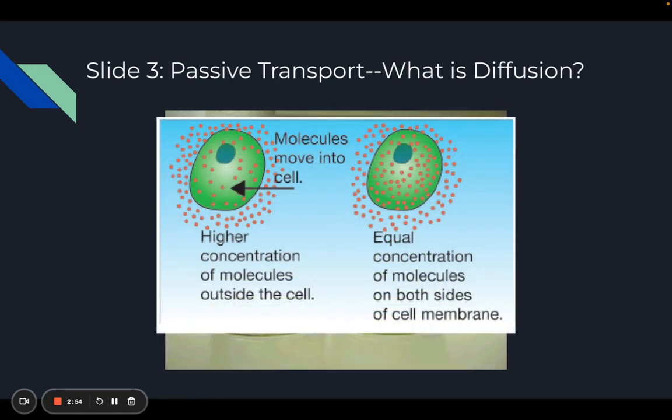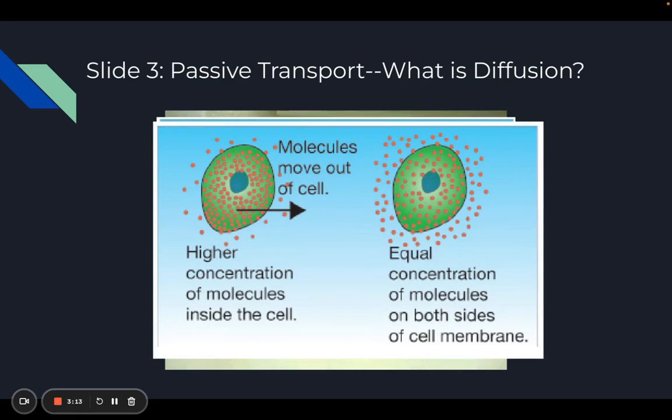Here is a graphic that shows a higher concentration of solute or molecules outside of the cell and a lower concentration inside the cell. So that is going to favor the movement of molecules into the cell until you reach equilibrium or an equal concentration of molecules on both sides of the membrane.